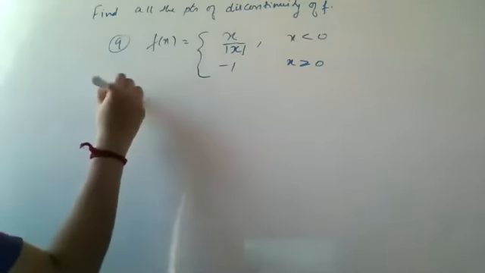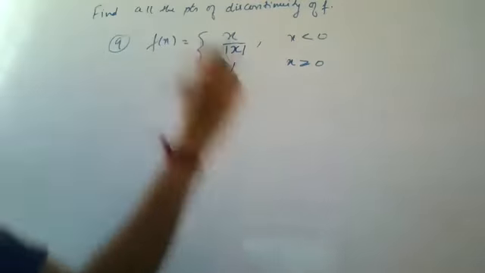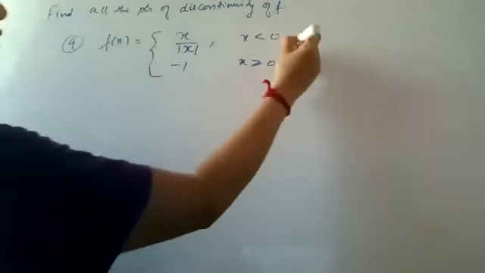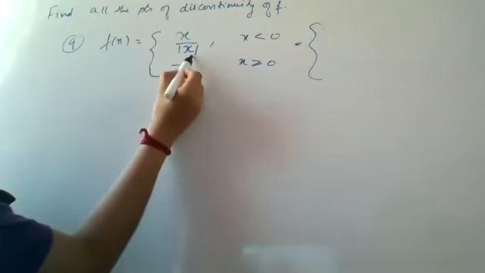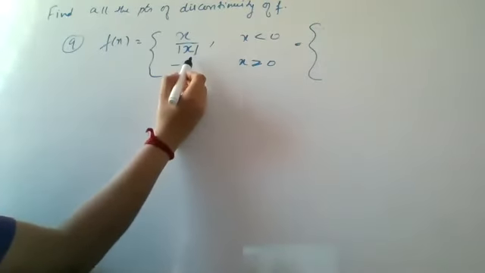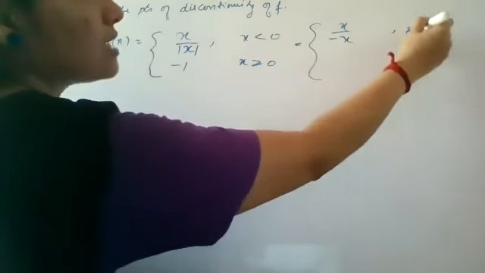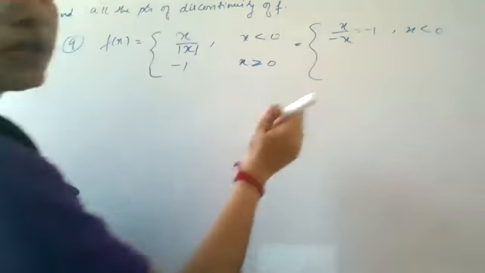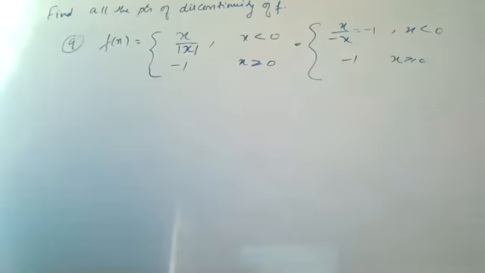Okay, case 1. Here what can you guess? For that we will just discuss the question. What is f of x? f of x is nothing but, when x is less than 0, what is the value of mod x? It is -x, right? So the function will become x by -x when x is less than 0. x by -x is -1, and when it is greater than or equal to 0, then also the function is -1.